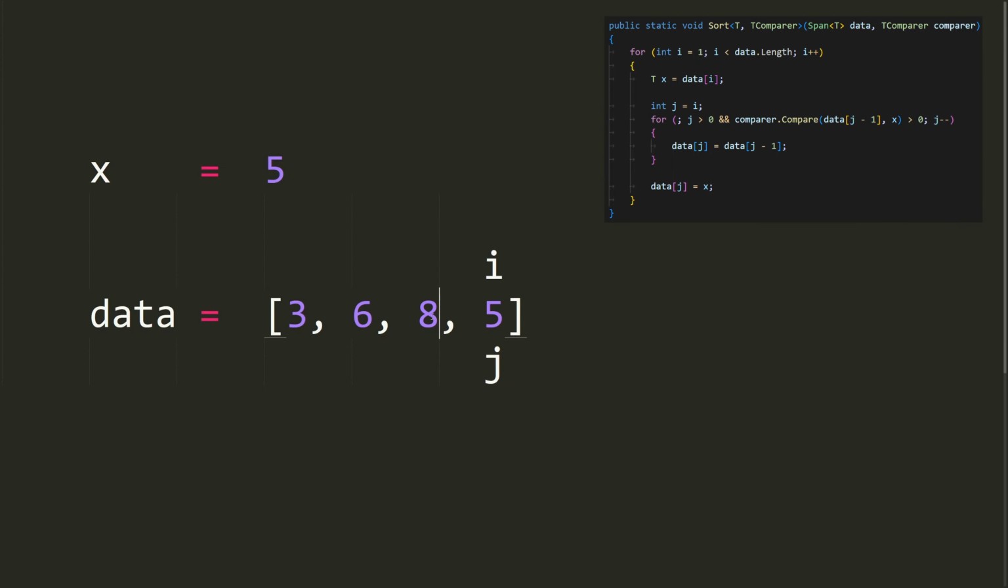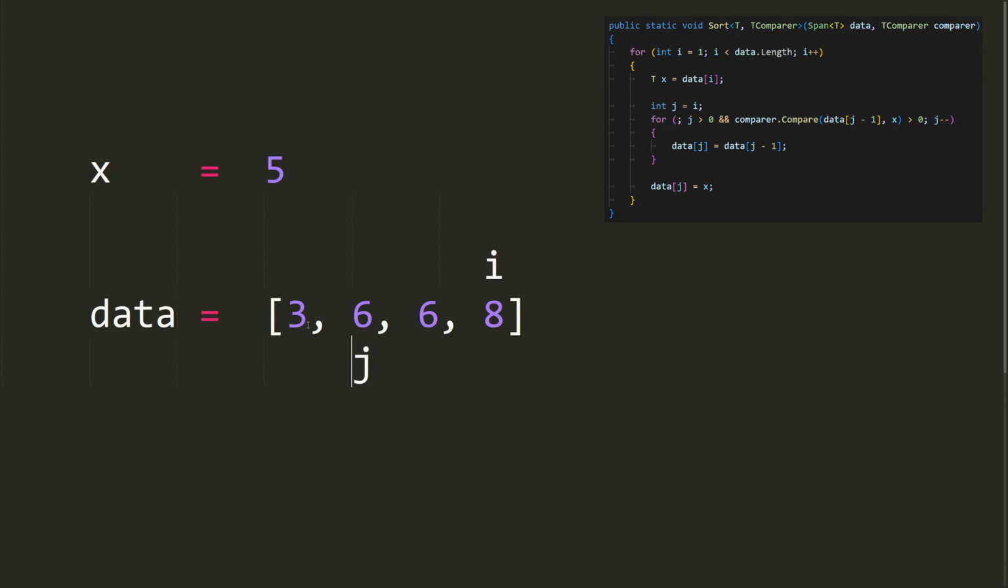We compare j minus 1, which is 8. Is it larger than 5? Yes, it is. So we copy 8 over to j, and we move j back one position. We compare j minus 1, 6. Is it larger than 5? Yes, it is. So we copy that over to j again, and move j back one position.